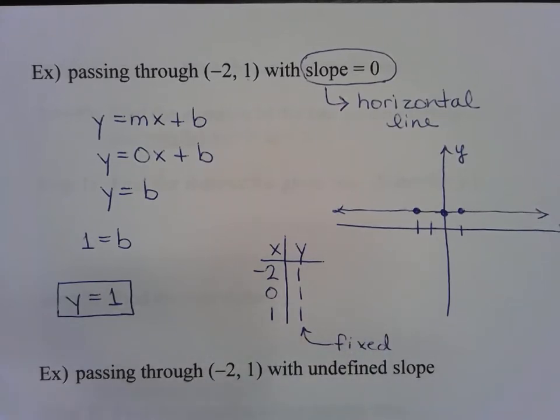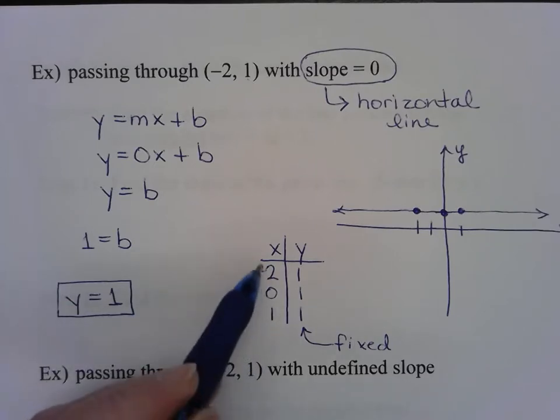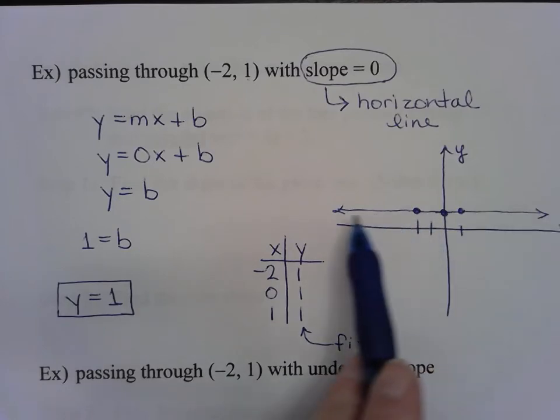Anytime we have a horizontal line, it's the y value that's going to be fixed, and that's really where the equation comes from. That's kind of what this is saying. The y value is fixed at 1, and x can vary to be any number I want, and that's going to allow that line to stretch out horizontally.